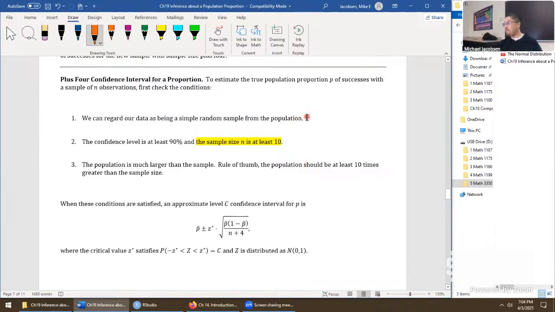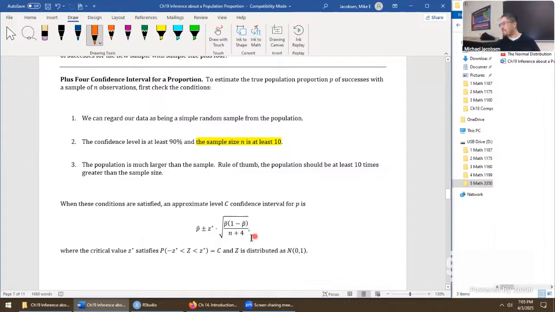You have to have random data. The confidence cannot be below 90%, but the sample size has to be 10 or higher. That is very, very forgiving as far as the samples go. But just know if you do use this with a sample size at 10, your confidence interval is going to be really, really wide. So that's the other trade-off on all this. So condition 3, same as before, we can't have a sample so big that it exceeds 10% of the population size.